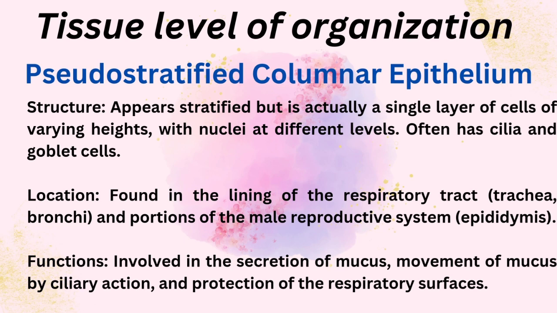Location: found in the lining of the respiratory tract, that is trachea and bronchi, and portions of the male reproductive system, epididymis. Functions: involved in the secretion of mucus, movement of mucus by ciliary action, and protection of the respiratory surfaces.